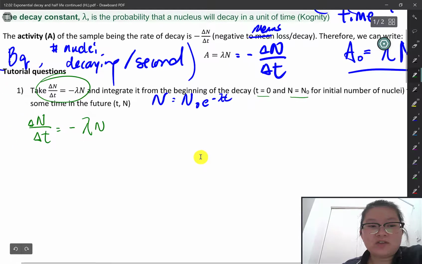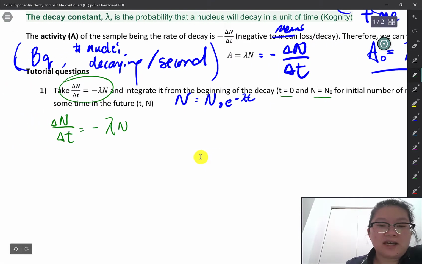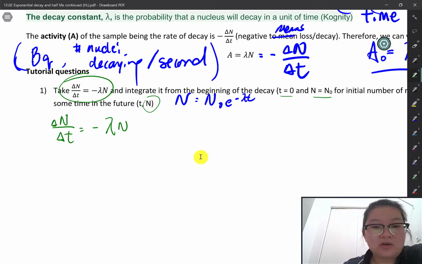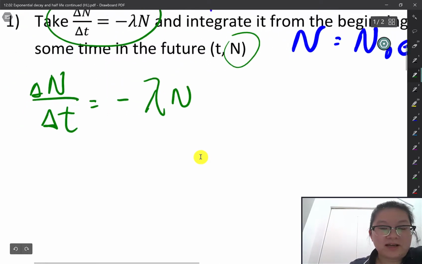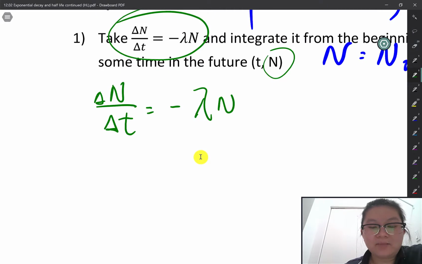For the initial number, you go to some time in the future t, and some amount of nuclei left over, n. Okay, so the first thing we have to do before we take the integration is we need to combine terms, not like terms, but symbols that are similar.